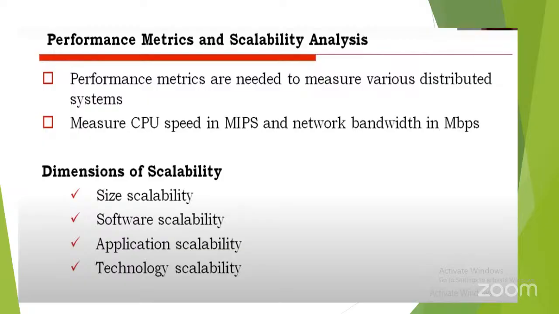Mbps for bandwidth, and MIPS is how CPU speed is measured. CPU is nothing but a processor. The processor reads the instructions from the program or source and processes them. In 1 second, how many instructions will it read? That will be measured in terms of MIPS. The performance of a CPU can be measured using MIPS as a unit, and the bandwidth unit is Mbps. The dimensions of scalability are size scalability, software scalability, application scalability, and technology scalability. Scalability is adjustable, adjusting to on-demand situations.